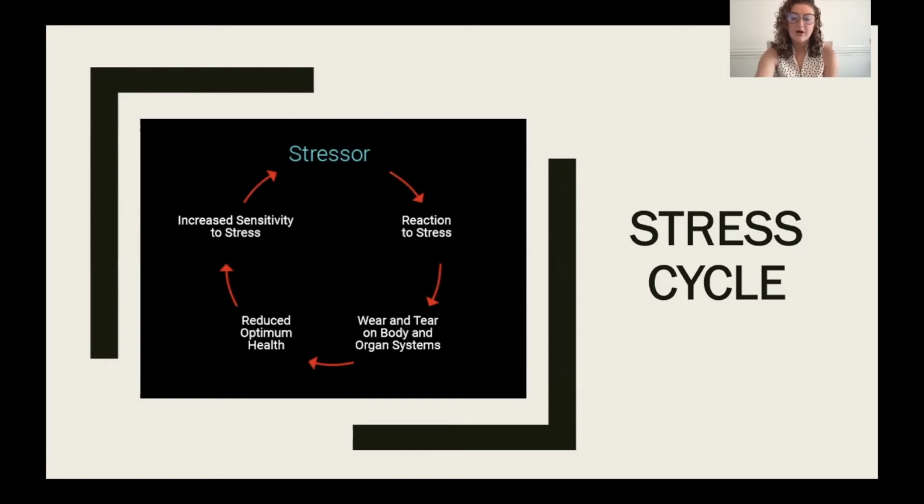The next part would be our reaction to stress. What would yours be? Do you immediately go study and make a Quizlet? Do you think studying's too hard, so you take a nap or just not do anything? Over time, this can cause wear and tear to your body's organs. And as a result of the stressor, you may neglect eating nutritious meals or having a healthy sleeping routine. And this in turn reduces your optimum health.